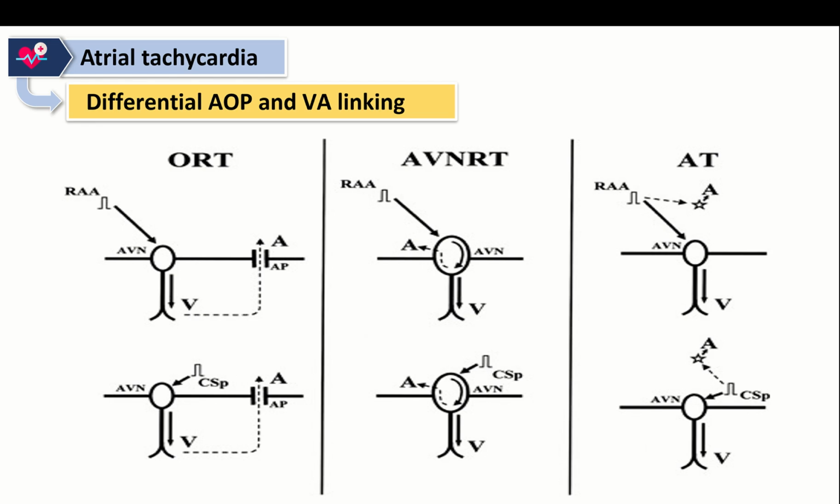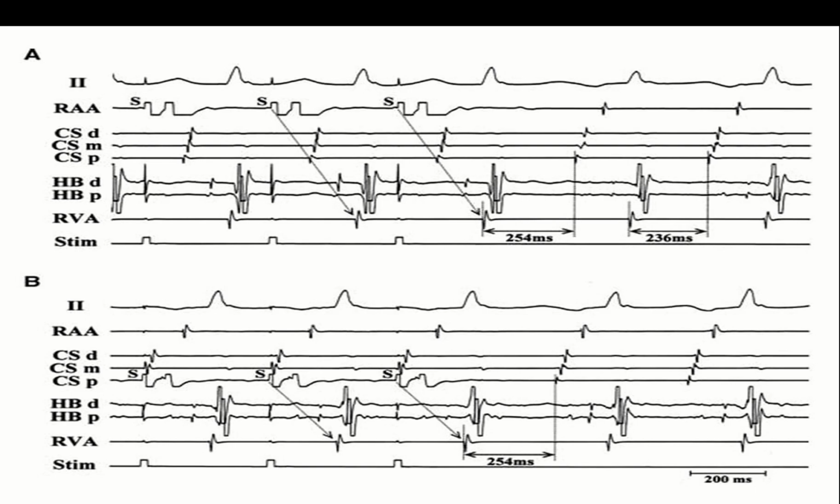In atrial tachycardia, it's a different scenario. No fixed relation between V and A in atrial tachycardia, so no VA linking. So the VA interval will change more than 14 milliseconds. This is an amazing illustration of atrial overdrive pacing, differential pacing. First panel from high right atrium, second one from CS. Assess VA time after stopping the pacing. It's fixed. It's a case of AVNRT.